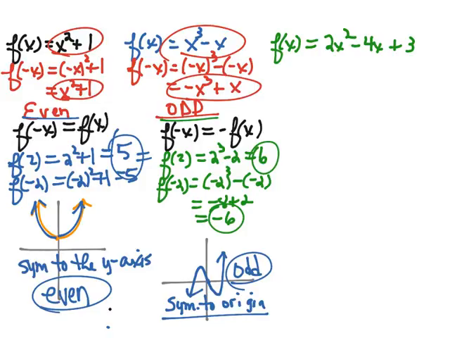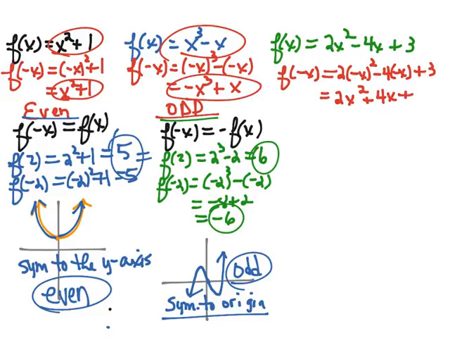On our third example, if we substitute in a negative x, we have 2 times negative x squared minus 4 times negative x plus 3. Negative x, when you square it, is positive, so we end up with 2x squared minus 4 times negative x would be plus 4x plus 3. And so if we compare this with what we started with, we don't have the same thing, so it's not even, and we don't have opposites of each term, so it's not odd. So this particular function is neither.